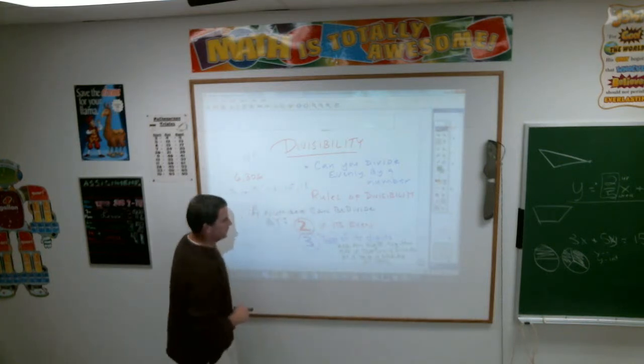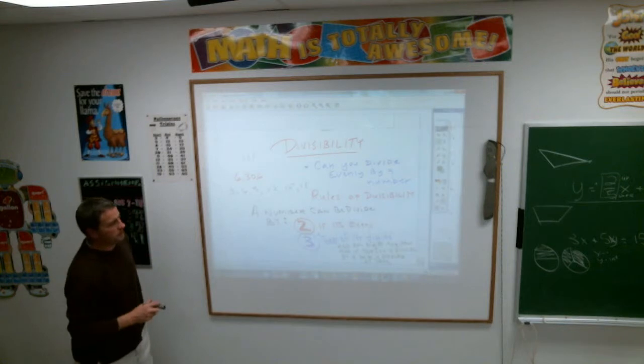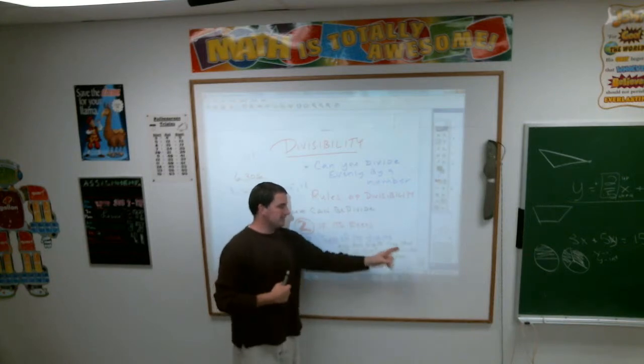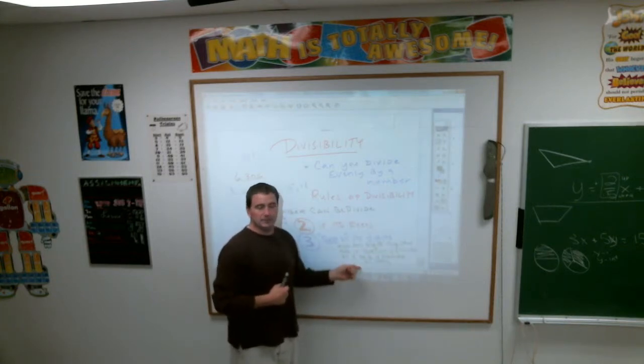That's why we do examples. The sum of the digits rule says you need to add all the digits together, and if that sum can be divided by 3 evenly, then the original number can be divided by 3.